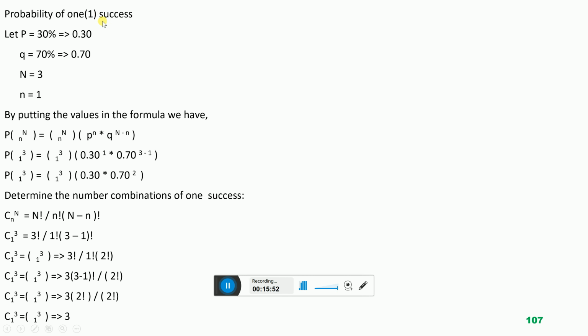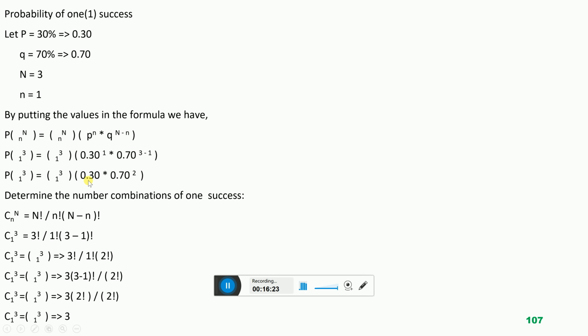Now the probability of one success. The probability of success is 30%, failure 70%, N is 3, the number of trials, and the number of successes is 1. By putting the values in the formula we have P(3,1), probability of success 0.30 to the power 1 and probability of failure 0.70 raised to the power 3 minus 1. So P(3,1) is equal to C(3,1) multiplied by 0.30 multiplied by 0.70 raised to the power 2.